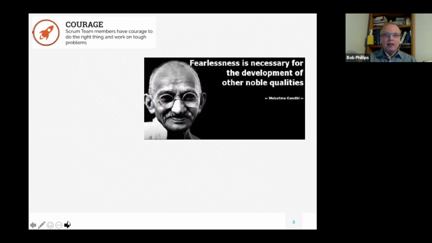So the first value is courage. And basically, it's having the team be courageous enough to volunteer for something they might not be familiar with, or help somebody that they might not be sure how to help. It's really just being courageous and not fearing taking chances and taking risks. Of course, the risks have to be contained, but it's not being safe.